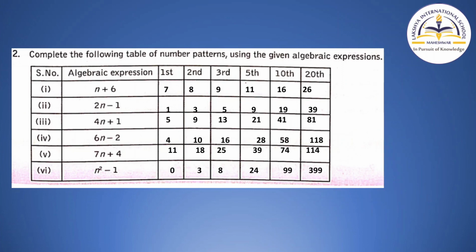Now 2n minus 1. So for 1 it is 2 multiply 1. So 2 minus 1 equals to 3. This one. Now 2 3s are 6. 6 minus 1, 5. Now 2 5s are 10. 10 minus 1, 9. Now 2 10s are 20. 20 minus 1, 19. Now 2 20s are 40. 40 minus 1, 39. So you just have to put these numbers in the place of n, and you have to find out the value and complete the table.